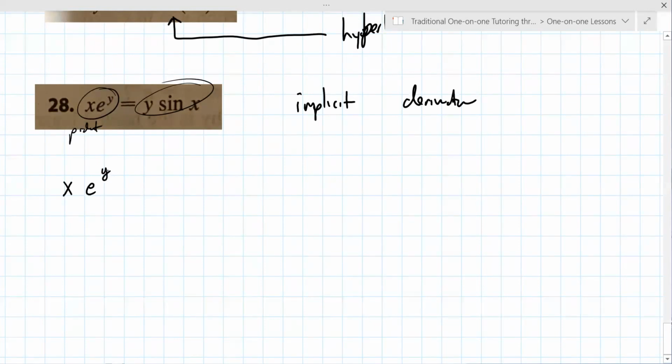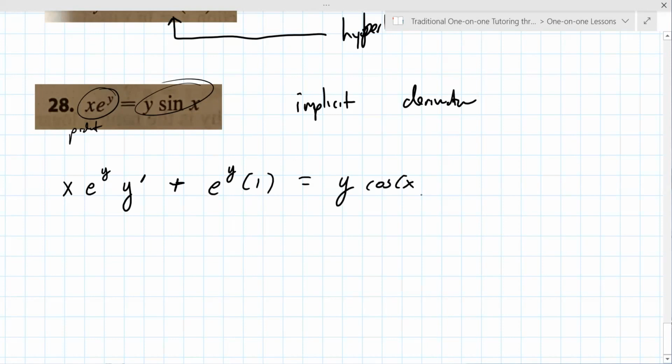But whenever you have a y, you have to include a y prime. Very important here. Because it's product rule, this creates 2 terms, and you're not done until you get the next terms. So it's e to the y times the derivative of x, which is 1. Now we go to the right-hand side and do the same thing. It's the first times the derivative of sine, which is cosine.